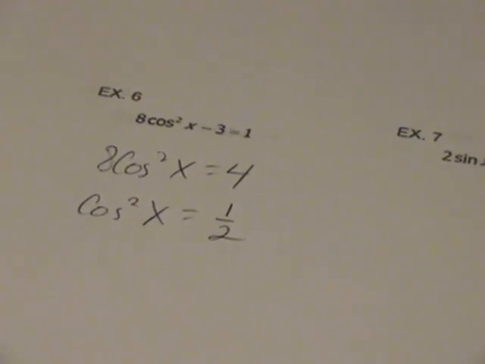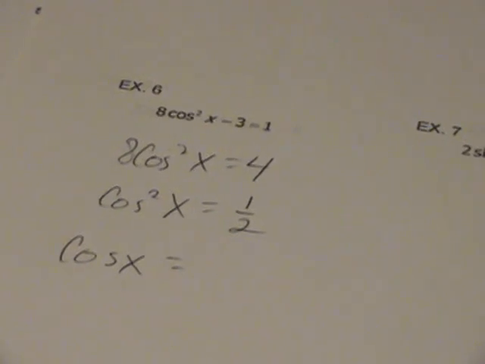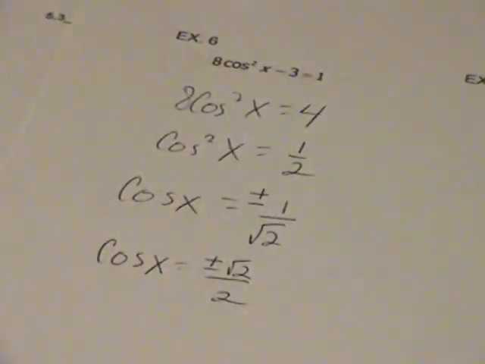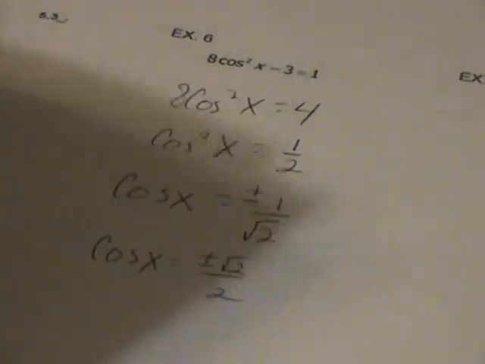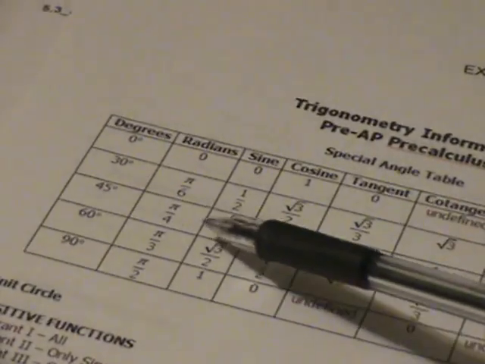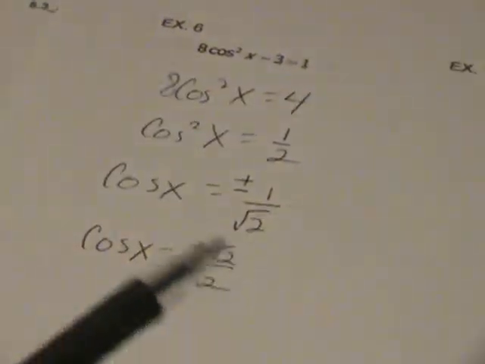Then I'm going to take a square root. So what's going to happen when I take a square root? Plus and minus. Square root of 1/2 is 1 over the square root of 2. Well, what happens when I rationalize that? I get square root of 2 over 2. Plus and minus square root of 2 over 2. So when I look at my chart, cosine square root of 2 over 2 is at pi over 4. So that's my reference angle. That's half of what I need.